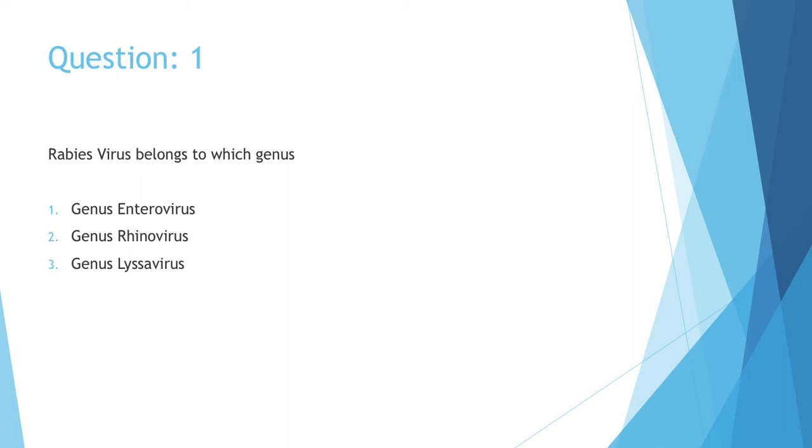Now question number 1. Rabies virus belongs to which genus? Number 1, enterovirus genus. Number 2, genus rhinovirus. Number 3, genus lyssavirus. And the answer is number 3, genus lyssavirus.